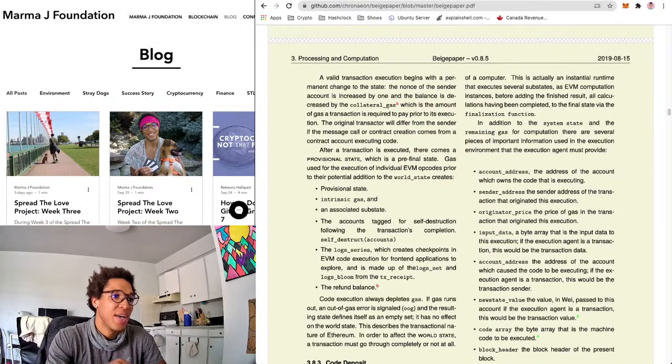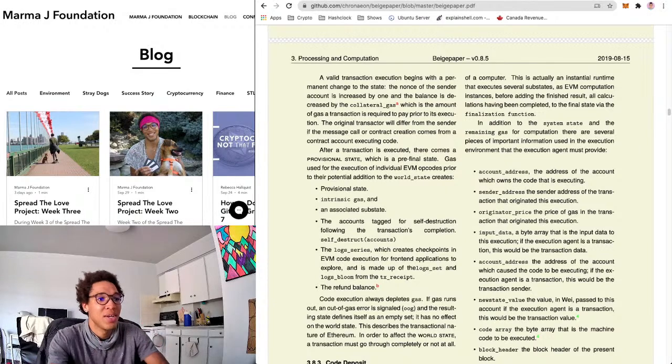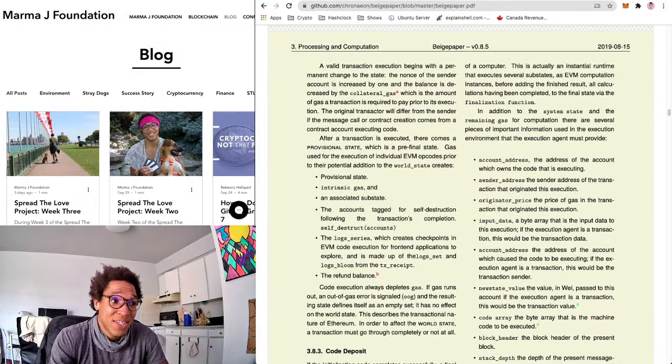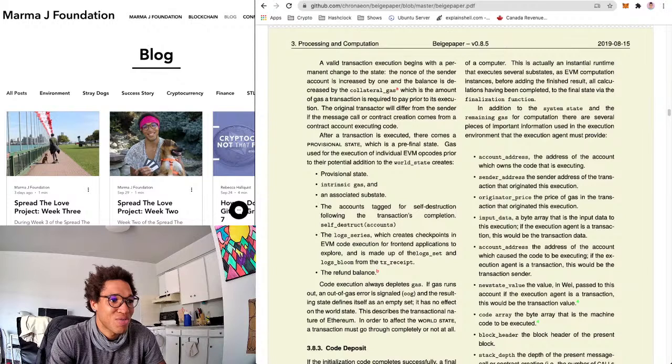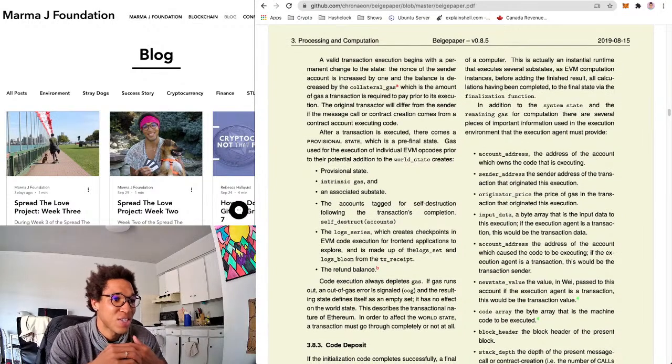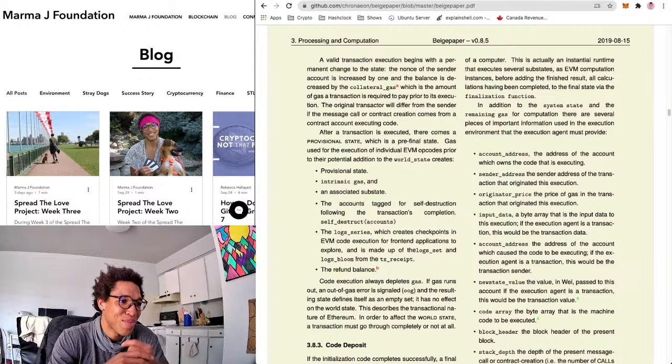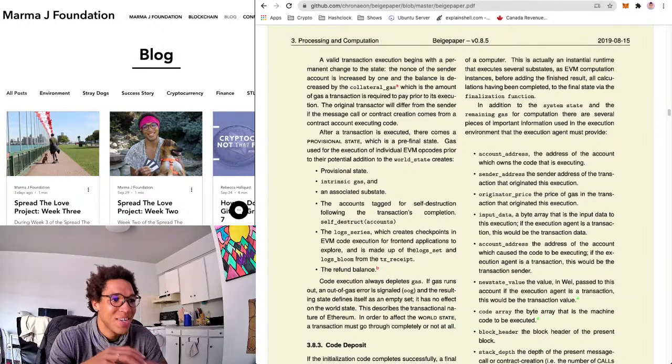After a transaction is executed, there comes a provisional state, which is a pre-final state. Gas used for the execution of individual EVM opcodes prior to their potential addition to the world state creates provisional state, intrinsic gas, and an associated substate. The account's tagged for self-destruction following the transaction's completion. This is interesting. This was going to probably help me with what I was thinking about earlier. The log series, which creates checkpoints in EVM code execution for front-end applications to explore, and is made up of the log set.